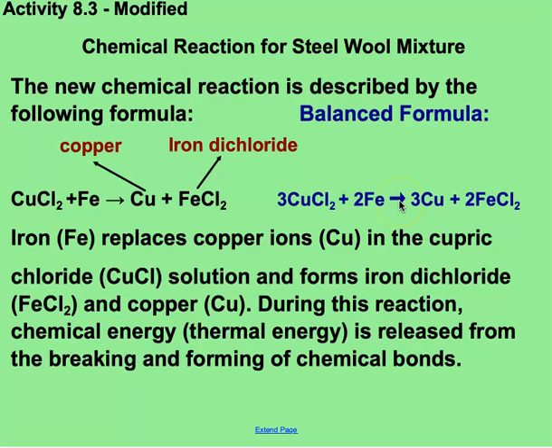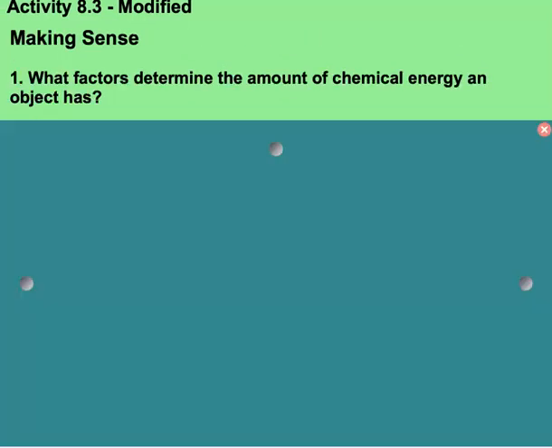So again, what happened? What did you notice? Once you've had a chance to think about that, go ahead and answer the 2 making sense questions. What factors determine the amount of chemical energy an object has? And give an example of chemical energy in your daily life. Explain how you know it is actually chemical energy that you are using. So go ahead, pause the video, and answer questions 1 and 2, and then we'll come back together in a few minutes. Bye.